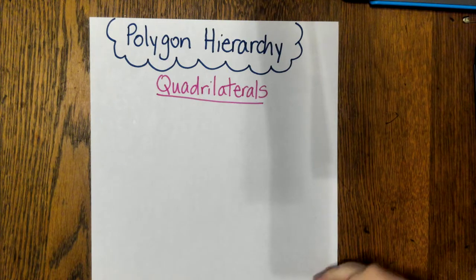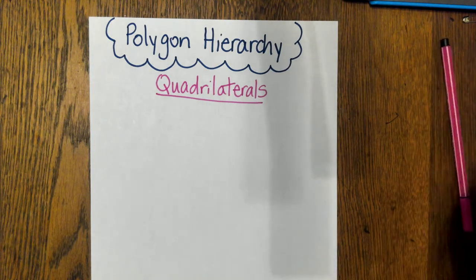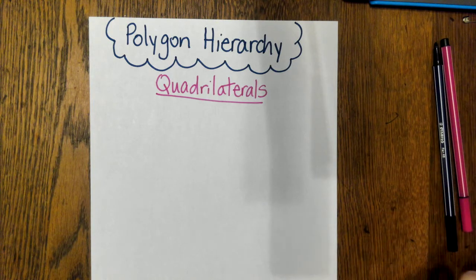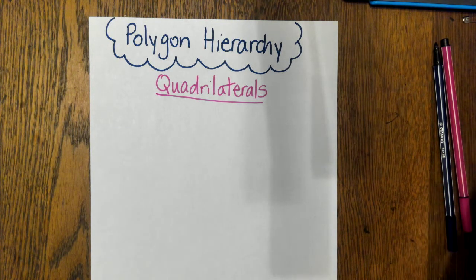Now remember, quadrilaterals have a very special rule. Quadrilaterals have 4 sides. That's the rule. Once we've determined that a shape is a quadrilateral, we have some options.